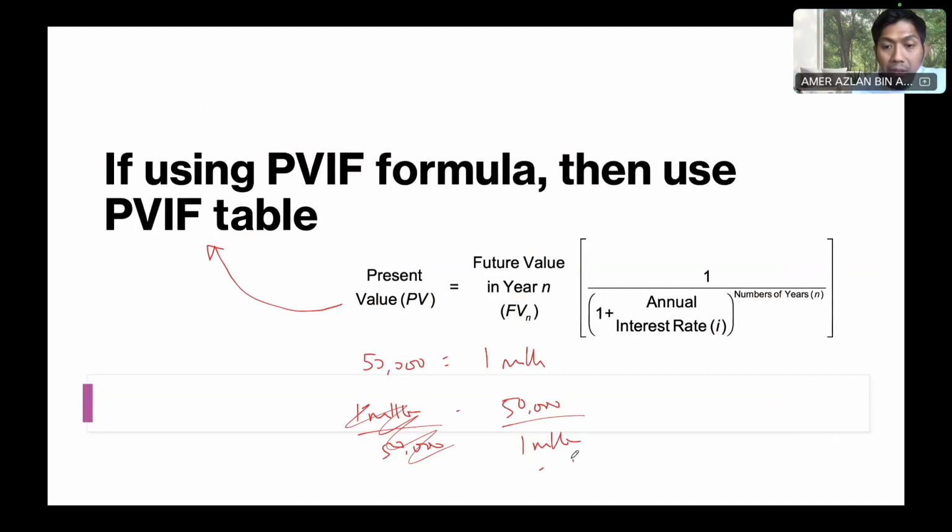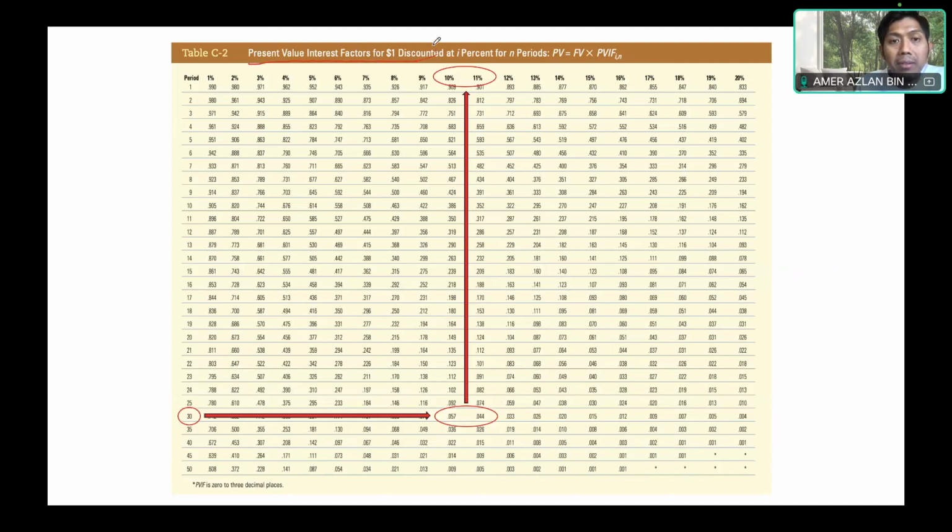You get 0.05, and you know the N is 30. So you refer to the present value table here. We have the period of 30 and find the value of 0.05. It falls somewhere between 0.044 and 0.057, so 0.05 falls somewhere here. You go up and see it falls between 10 to 11%.